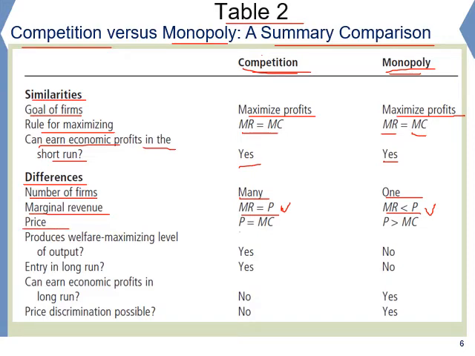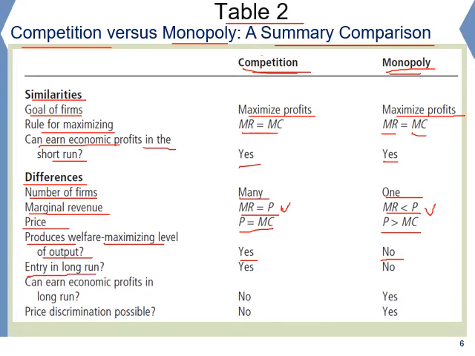How about the price? For perfect competition, the price equals marginal cost, and for monopoly, the price is higher than the marginal cost. You can see that for a monopoly to maximize profit, marginal revenue equals marginal cost, but this will be less than the price. For a perfectly competitive firm to maximize profit, marginal revenue equals marginal cost equals the price. Is the firm producing the welfare-maximizing level of output, the efficient output? For perfect competition, it's a yes. Monopoly is a no because this can lead to a deadweight loss, which is a reduction in consumer surplus.